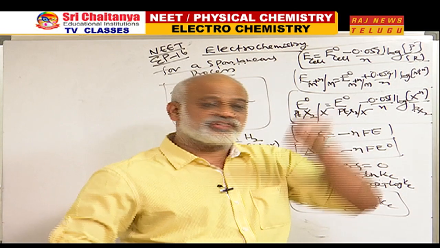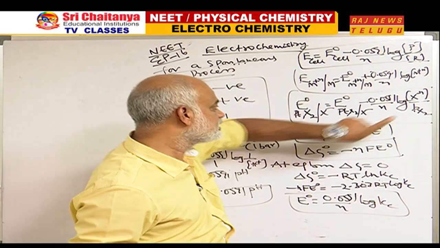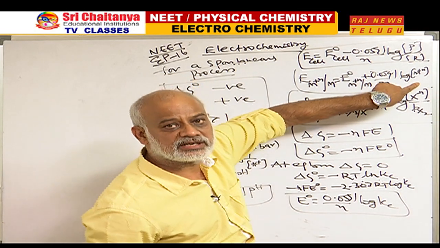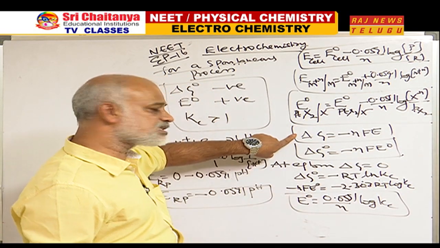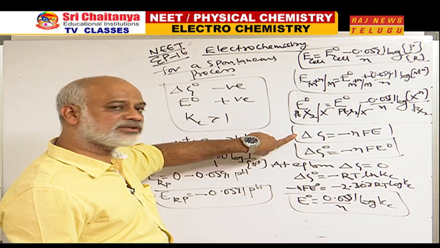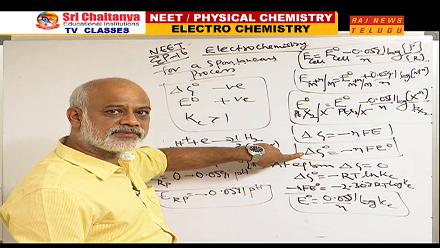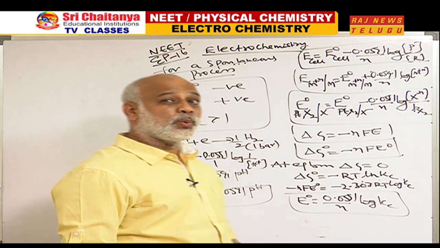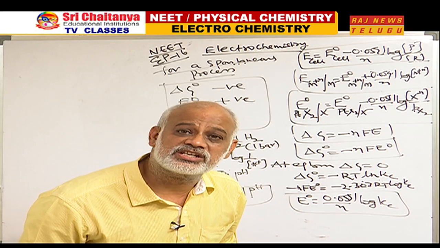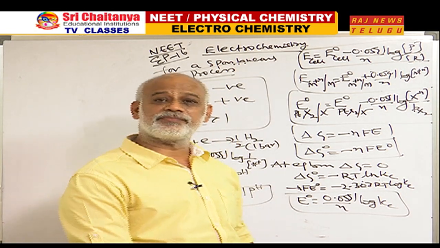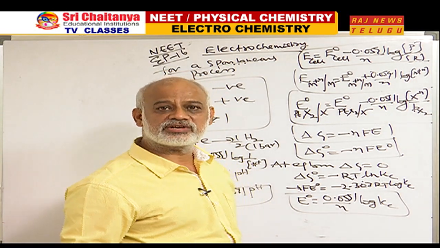On rearranging them, you may get a plus sign with the metal ion in the numerator, a minus sign with the non-metal ion in the numerator, and the partial pressure in the denominator. Also we saw delta G is equal to minus nFE. Also we know delta G naught is equal to minus nFE naught. At equilibrium, delta G is equal to 0, and Qc is equal to Kc.